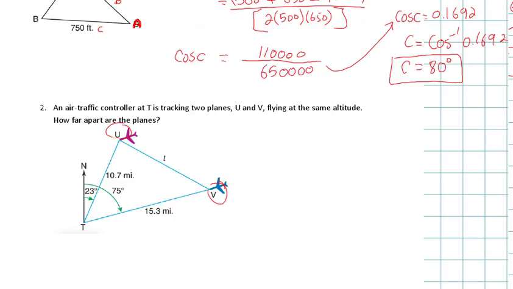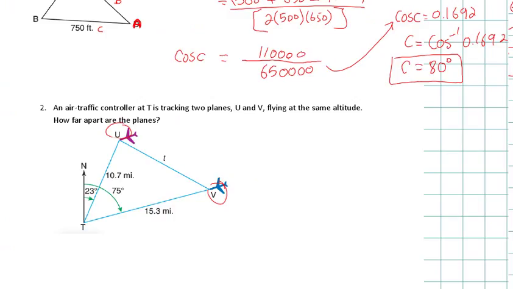Now what information am I given? What do I know? One angle and how many sides? Two sides and one angle. Two sides and then the contained angle, right? What's my contained angle? What is it equal to?